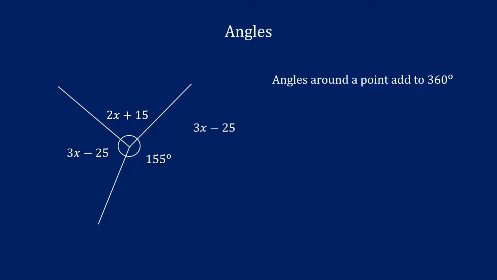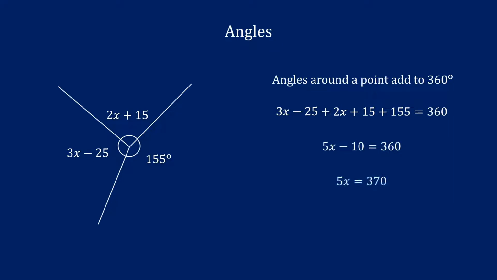So that means that if I take the 3x minus 25, I add 2x plus 15, and I add the 155, that needs to give me 360. From here, you probably know how it's going to work. Collect like terms. 5x minus 10 is 360. Add 10 to both sides. 5x is 370. Divide both sides by 5. X equals 74. Make notes, copy everything down.